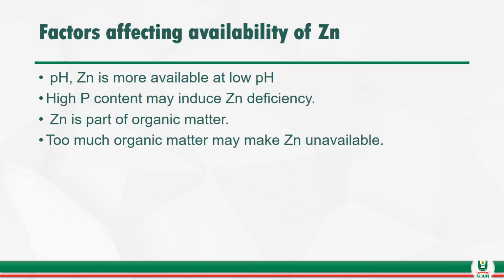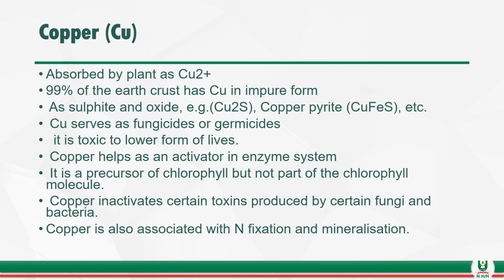Factors affecting availability of zinc. pH: zinc is more available at low pH. High P content may induce zinc deficiency. Zinc is part of organic matter. Too much organic matter may make zinc unavailable.